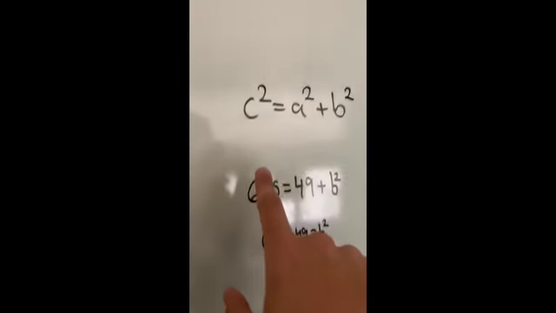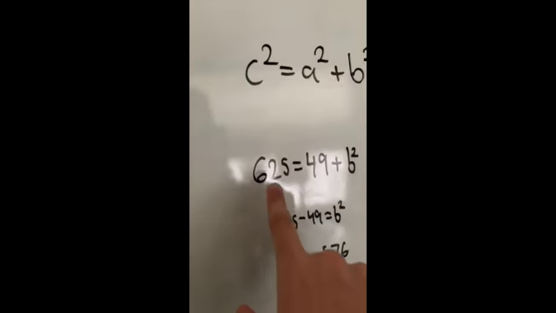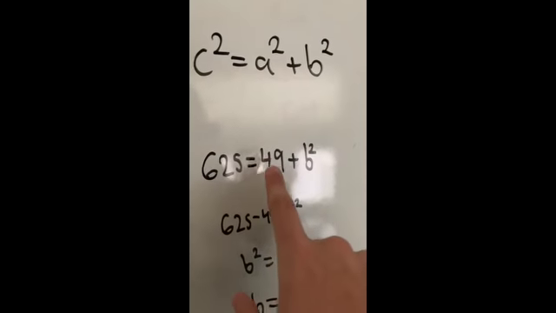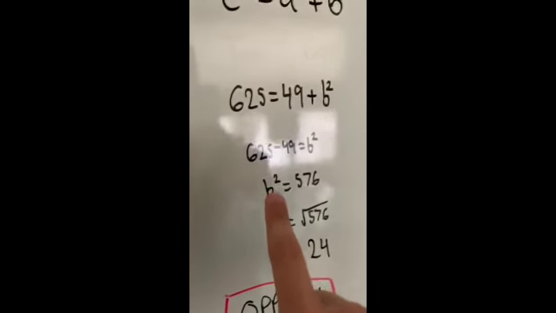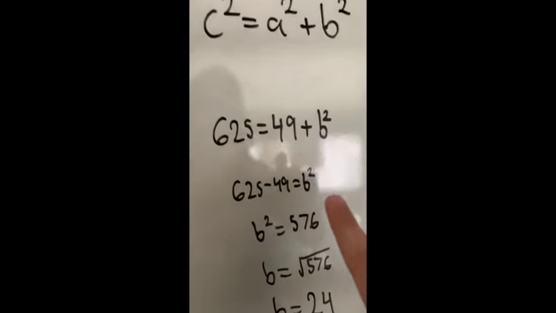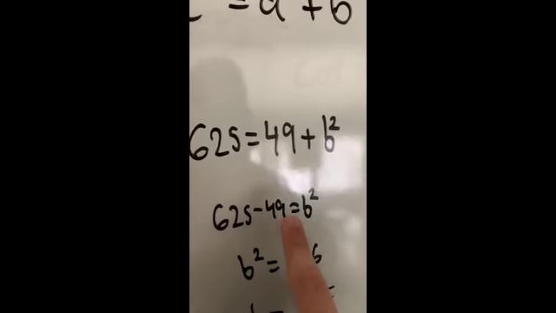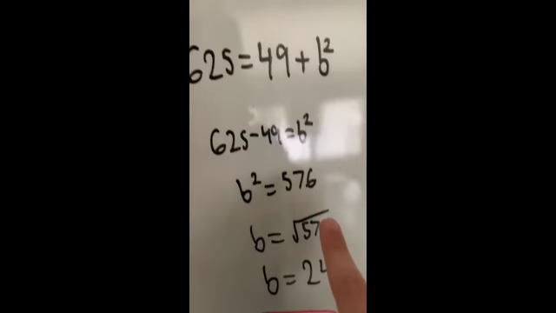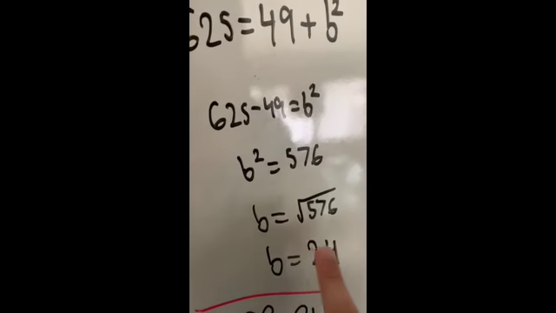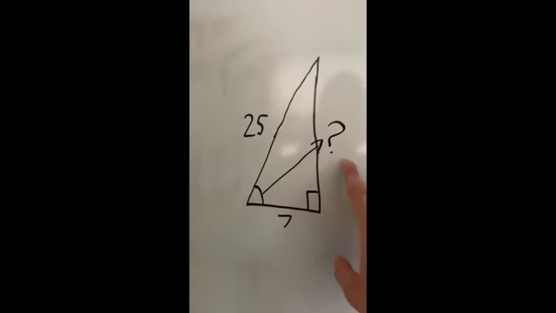C was 25, so 25 squared is 625, which is equal to 7 squared, 49, plus B squared. So then we just get B: we pass this 49 over here. 625 minus 49 equals 576. To pass this square over here, we use square root. It will give us 24, and so opposite is 24, and the answer here is 24.